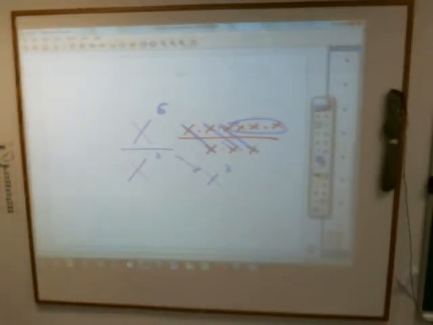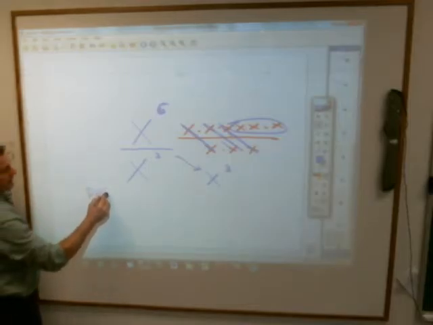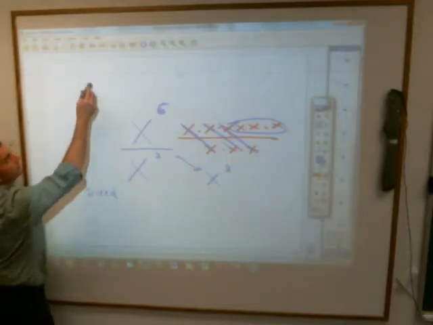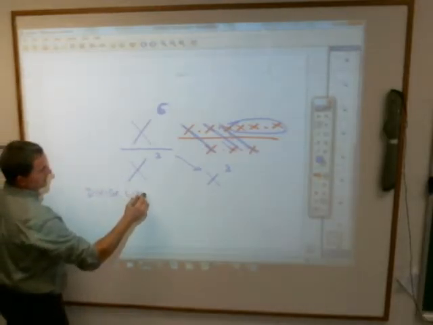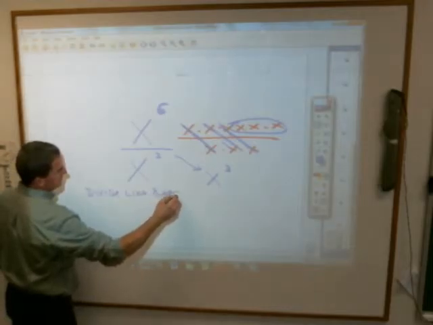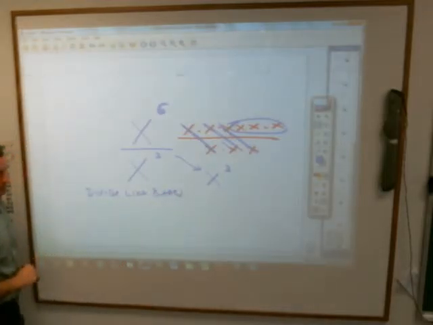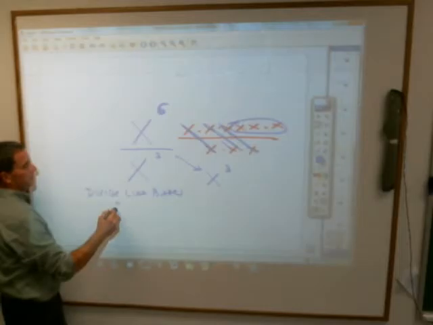What do you suppose happens when you divide like bases? You subtract. Yes, subtract.